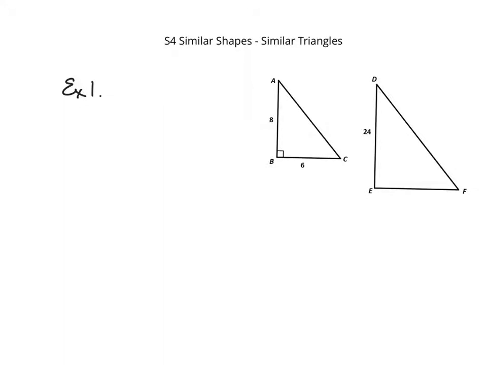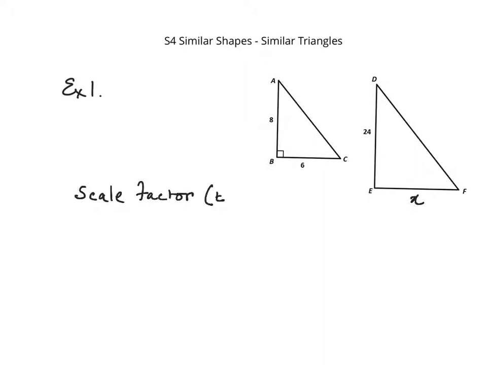Example 1, similar triangles. Calculate, these two triangles are similar, use that information to calculate EF. Put an X beside the missing length. Now, scale factor is the first thing that we calculate.